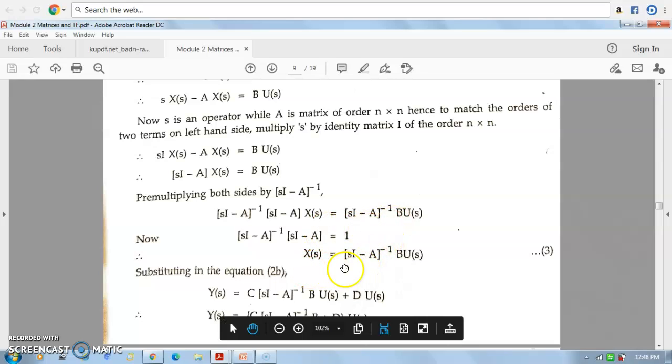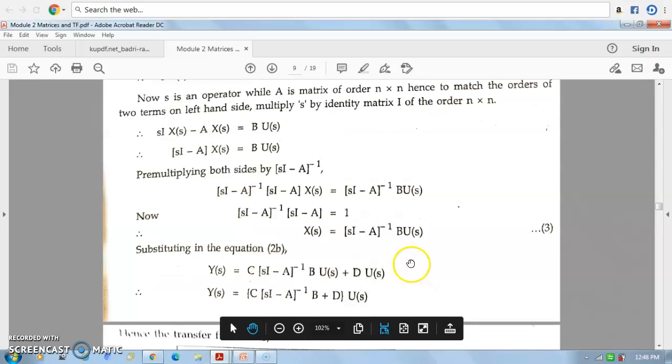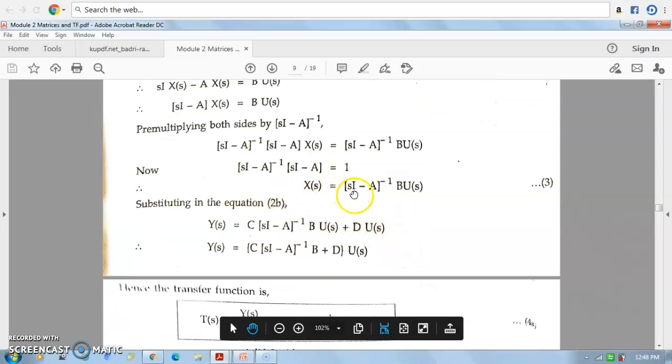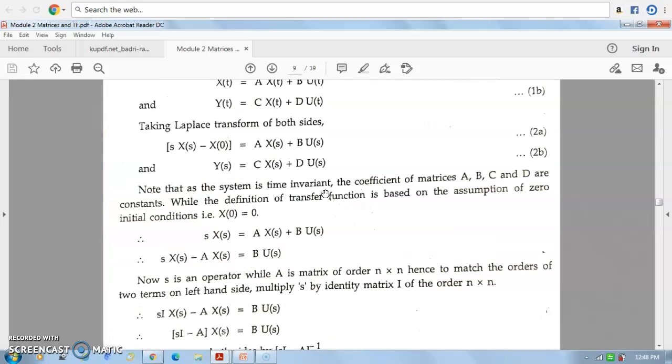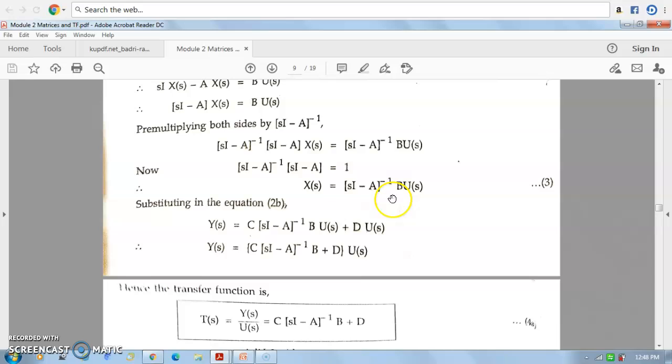So we got here X of s is equal to this equation. Remember one thing, X of s is equal to sI minus A inverse multiplied with the B matrix multiplied with the input, right? So substitute this X of s into the output equation, Y of s. So Y of s is equal to C into X of s. So C into sI minus A inverse into B into U of s plus D into U of s.